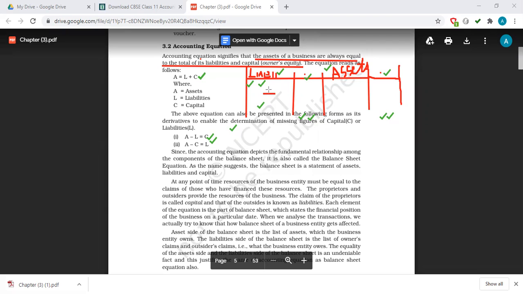Capital plus liability gives you these assets. Is it clear? The format will be shown to you again. And always remember the total of the balance sheet is always the same. At any point of time, resources of the business entity must be equal to the claims of those who have financed these resources.